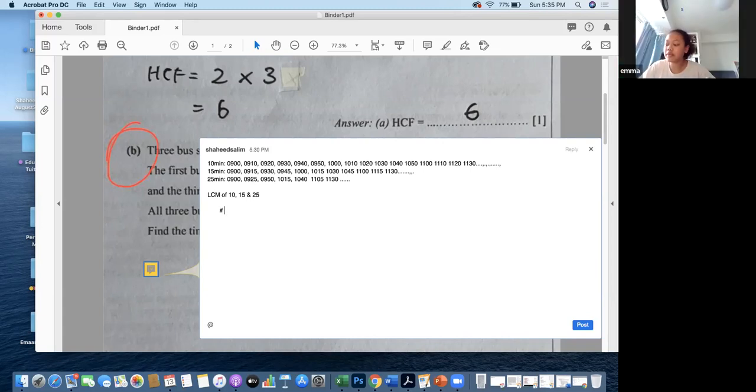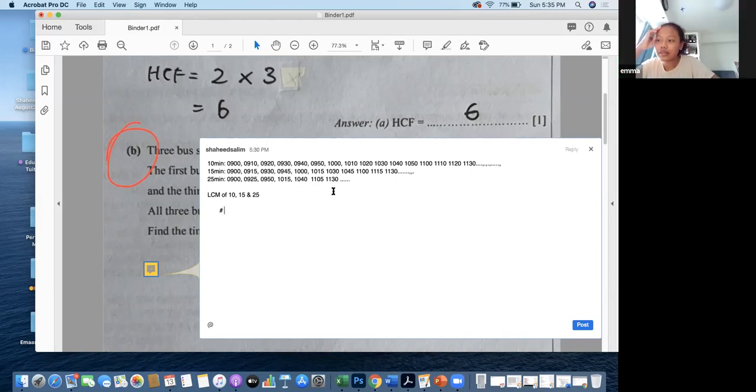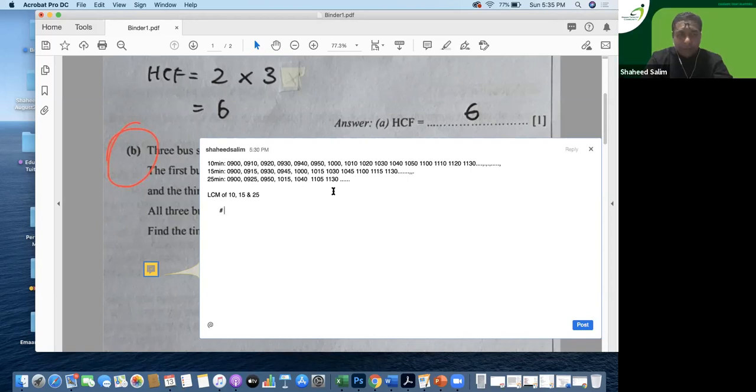Look at 10:15. Only 25 minutes. 10:30. Yes, 10:30 for the 10-minute one, but down here there's no 10:30. 25 minutes, no 10:30. You check your 25 minutes now.